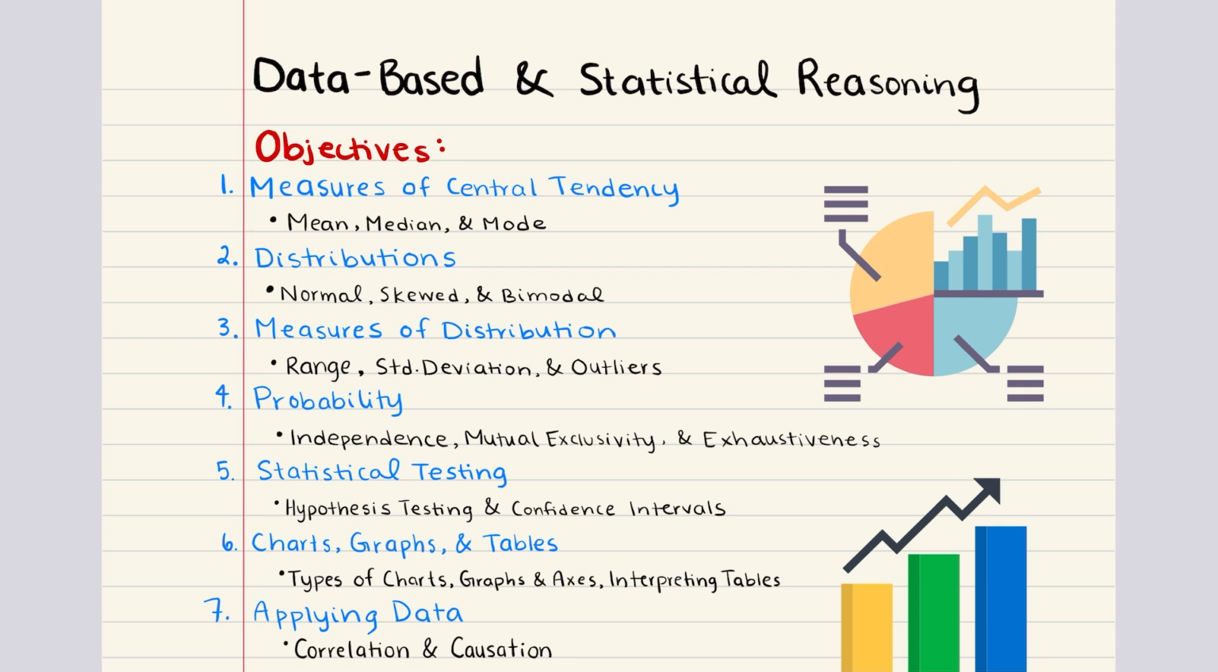Today we're going to be covering Chapter 12 for our MCAT Physics and Math playlist. And this chapter is titled Database and Statistical Reasoning. This is our last and final chapter for this playlist.